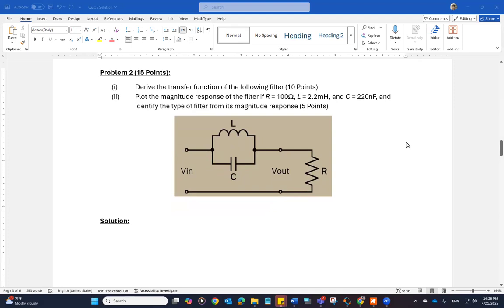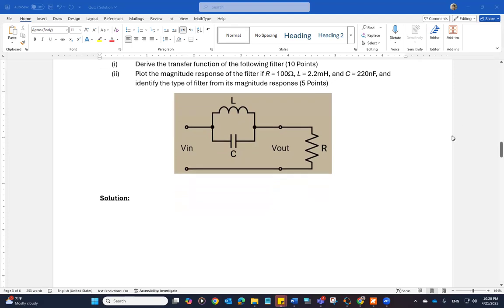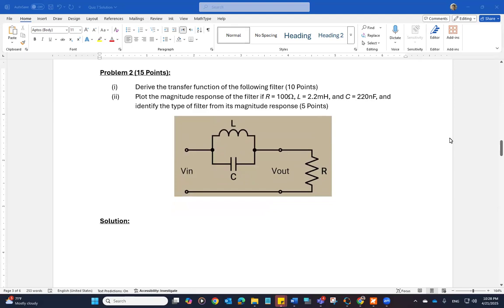So this is another filter, a second order filter. Could be a band pass, could be a band reject or band stop. What we have to do in this problem is to find the transfer function of the filter, and then we are going to plot the magnitude response of the filter. And we will decide what type of filter this is. It's going to be either a band stop filter or a band pass filter.